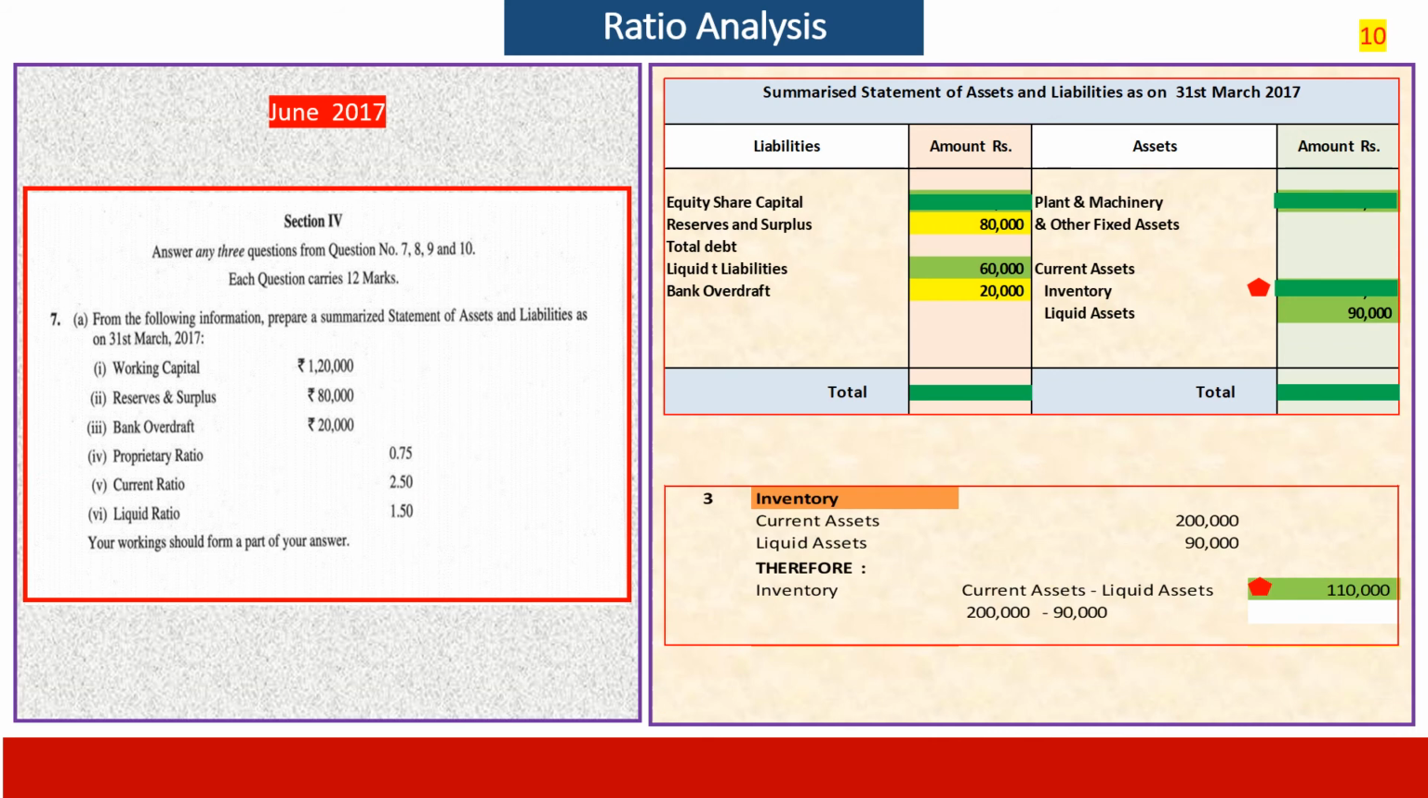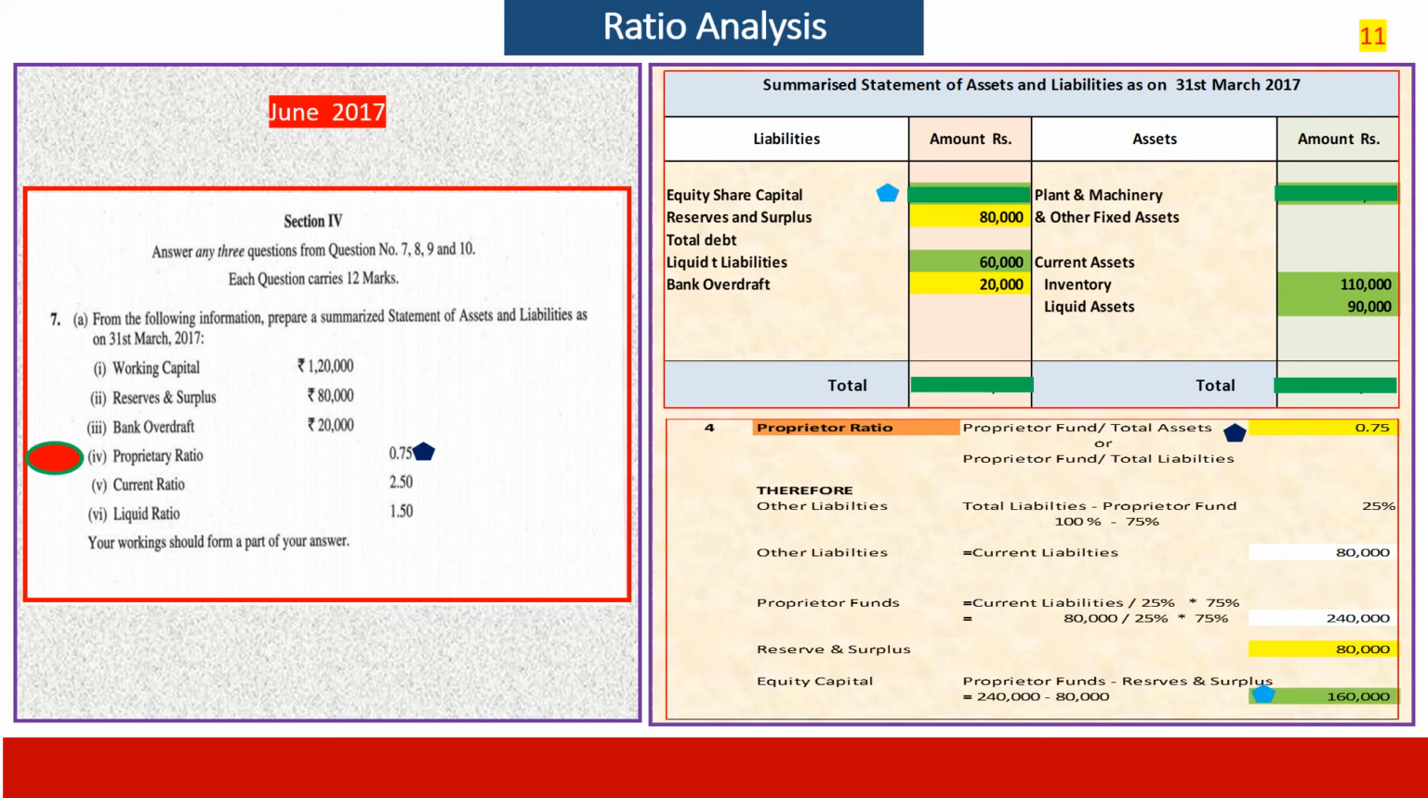We move to the next page and then say current assets were 2 lakhs, liquid assets is 90,000. Therefore, the difference is 1,10,000. Once that is posted, now we are left with equity share capital and plant and machinery. Proprietary ratio is given as 0.75.